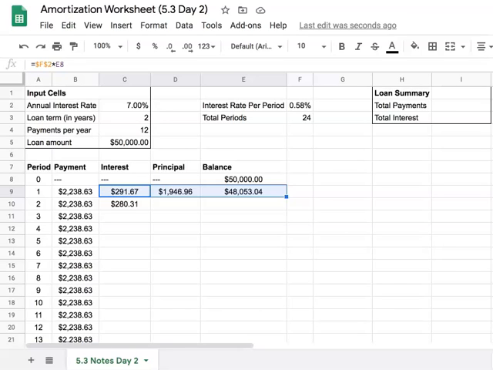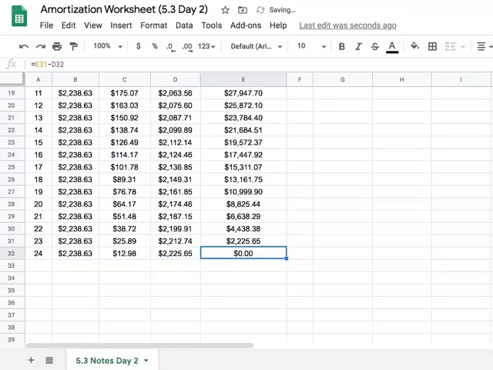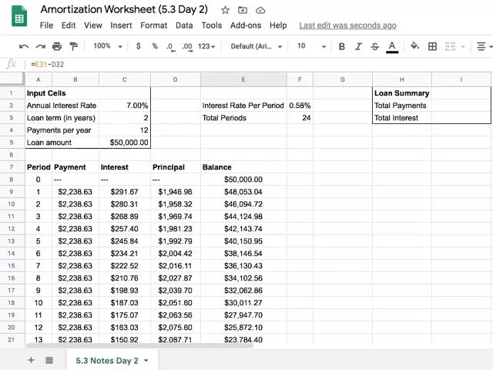We're going to click on that blue square and drag it all the way down until we hit the 24th period. You can see here that the balance at the very end is 000, which is exactly what we would expect, that the balance is completely paid off. Now let's figure out this loan summary here. We want to know the total that's made in terms of payments and the total in terms of the interest.